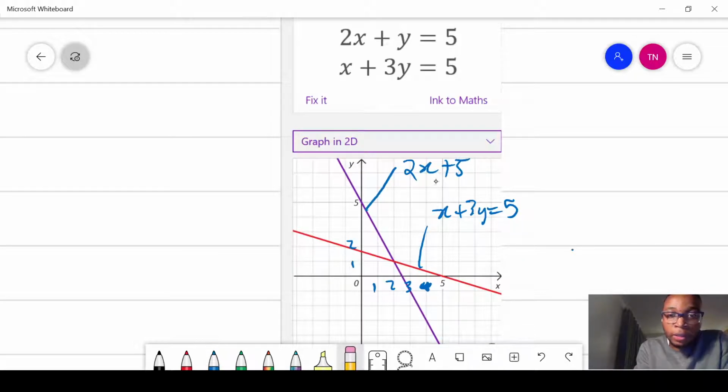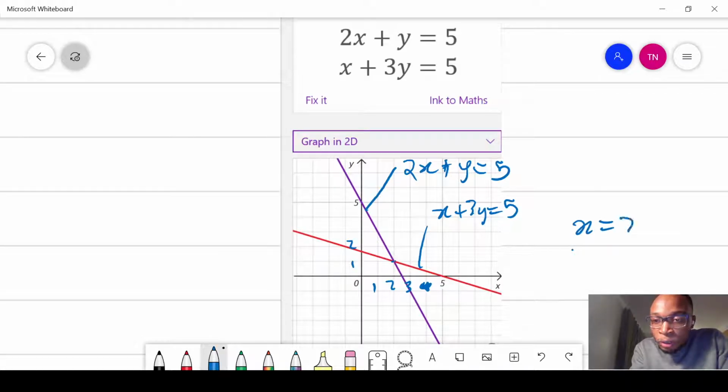Then this equation here is the equation of 2x. Sorry for that. 2x plus y equals 5. And where these two lines intersect is that point there. It gives you your answer for x and y. So the x coordinate is 2 at that point, so x equals 2. Then the y coordinate at that point is 1. y equals 1.